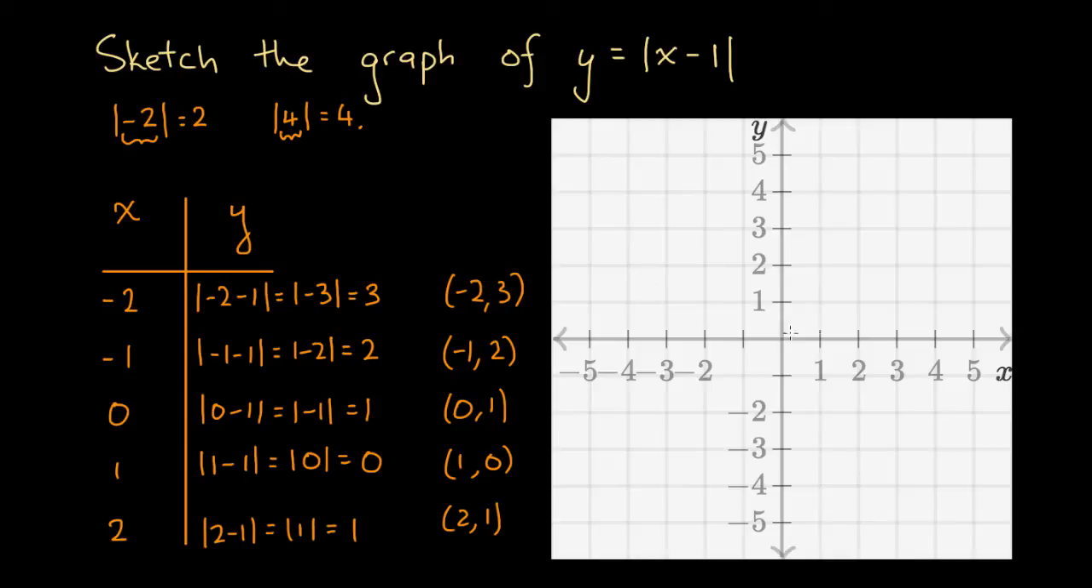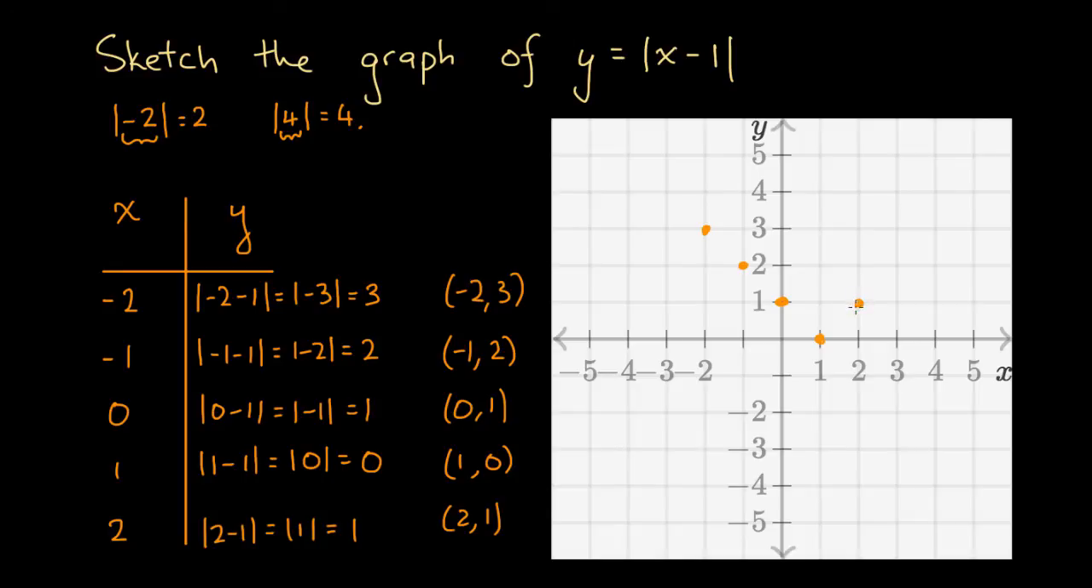Minus 2, 3 is 2 units left of the origin and 3 units up, so it's going to be here. Here we have minus 1 and 2, so 1 unit left of the origin, 2 units up. We have 0 and 1, so 0 units left or right of the origin, 1 unit up. Here we have 1 and 0, so 1 unit right of the origin and 0 units up or down. And here we have 2, 1, so this is 2 units right of the origin and 1 unit up.